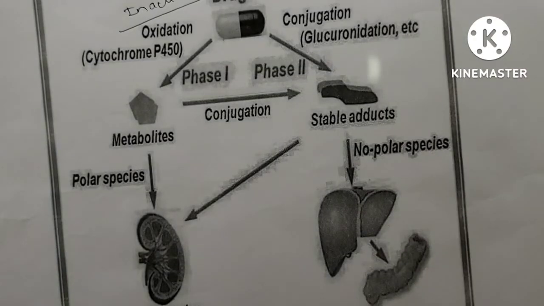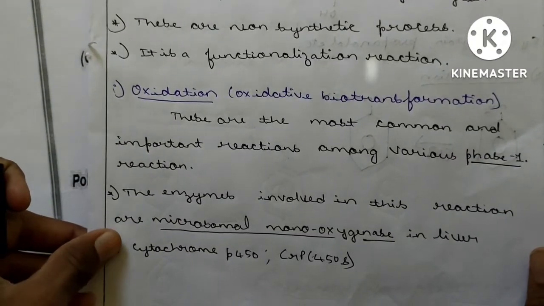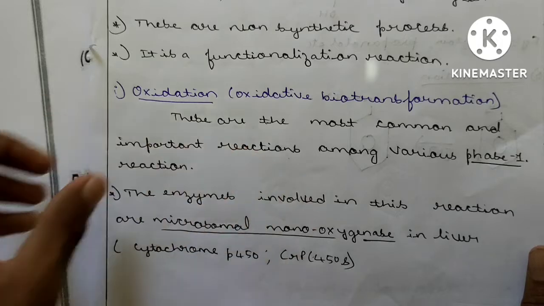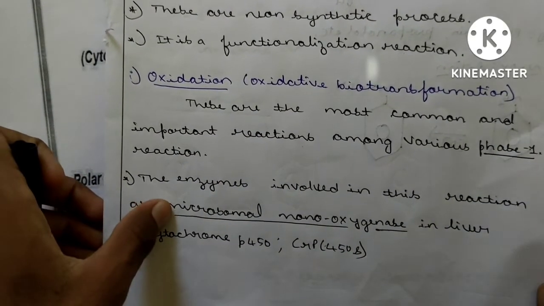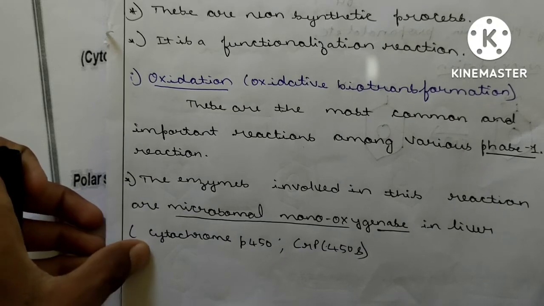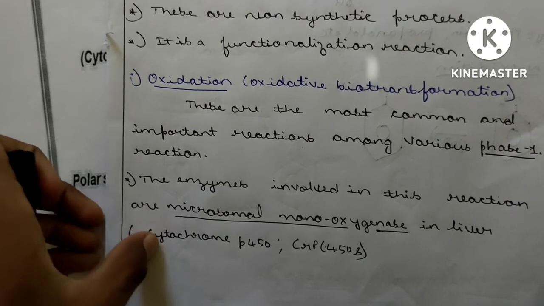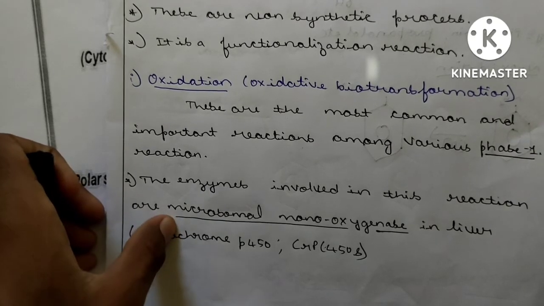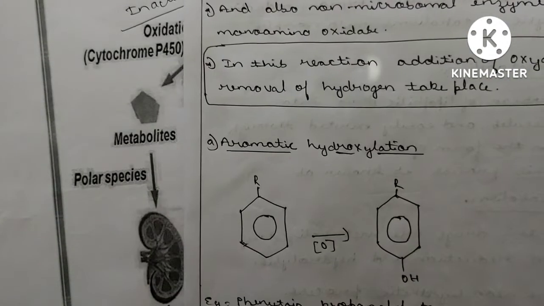Now one more point to remember here. In this phase 1 metabolism, there is oxidation. Oxidation is very simple: just the addition of oxygen. Here it mainly involves the enzyme known as microsomal monooxygenase, which is in the liver, also known as cytochrome P450. Yes, this is very important, cytochrome P450. It is a microsomal enzyme present in the liver, which helps in metabolism.